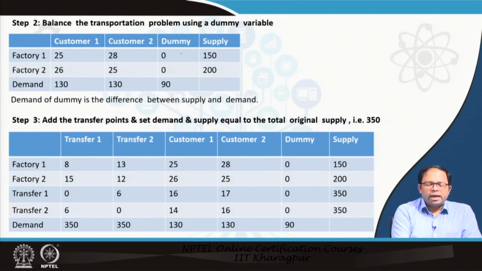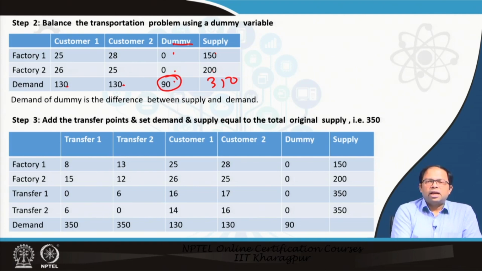So over here we added a dummy variable. So for both of these, there is no supply, but there is a dummy consumption. So there is a dummy demand. So 130 plus 130 plus 90, it is now 350, and now the supply is balanced with the demand.